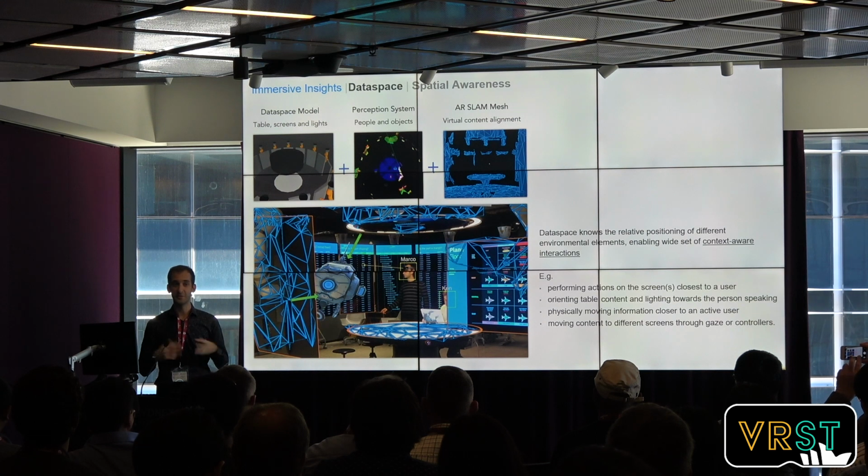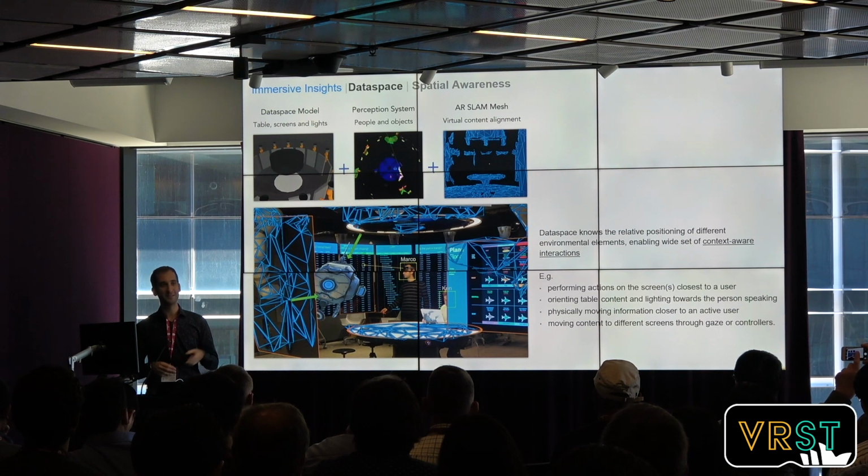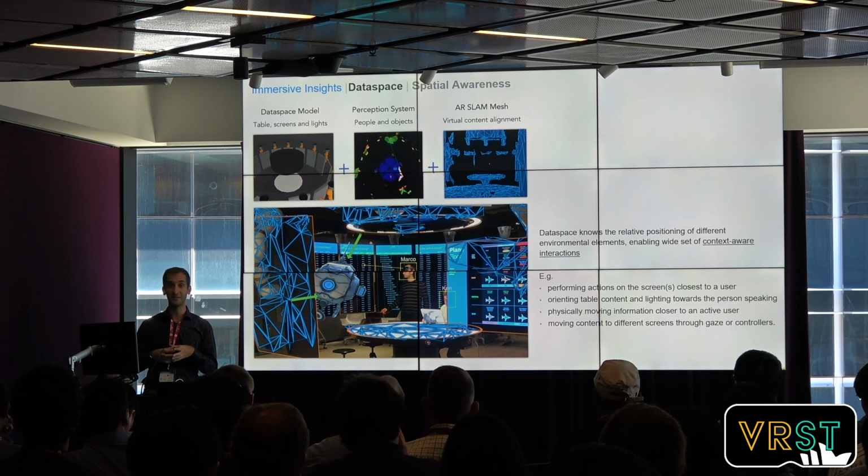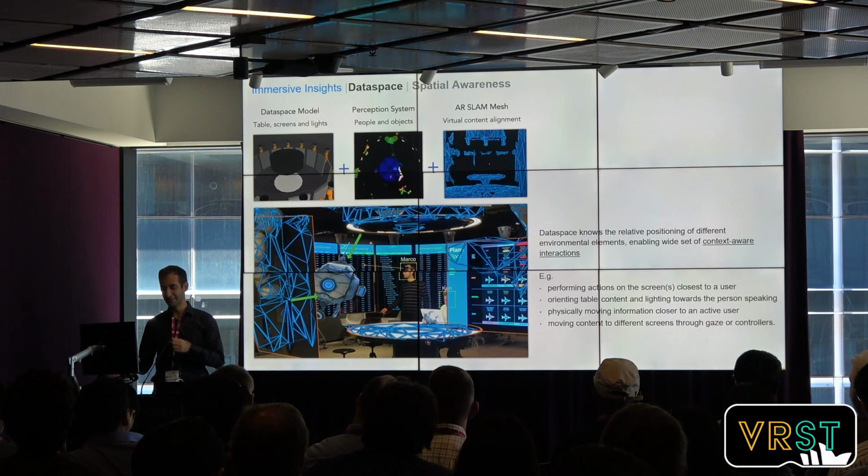Similarly, if a person is speaking, we can rotate all the content or move the physical screens next to this person and so on. I'm not going to talk much about them in this presentation, but as you can notice, the screens are actually connected to robotic arms. So you can actually move screens physically next to people.